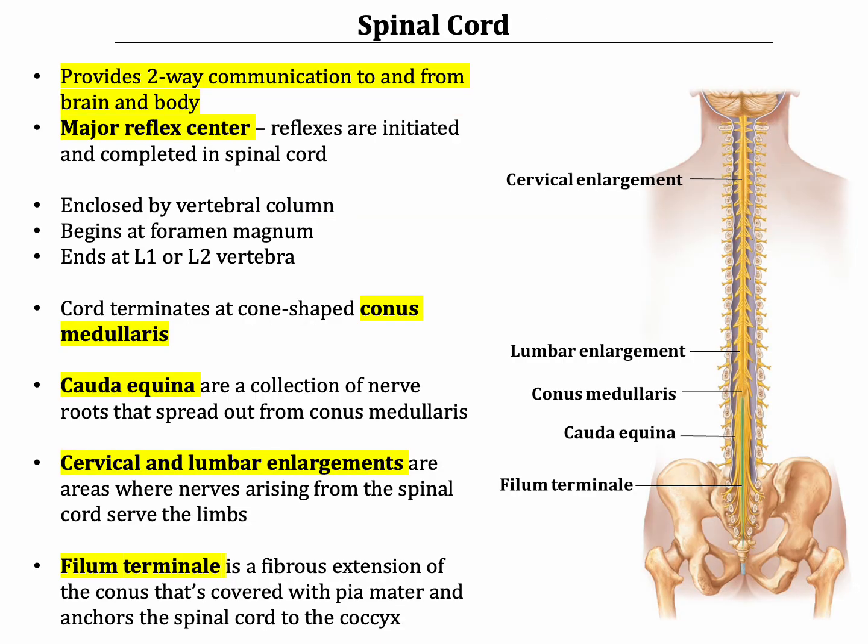Now we're transitioning to talk about the spinal cord. An overall function here is to provide two-way communication to and from the brain and the body. We're going to talk more about the spinal cord in the following chapter when we dive into the peripheral nervous system, because it's going to be really relevant there, because it's the spinal cord really serving as the transition structure between the CNS and the PNS.